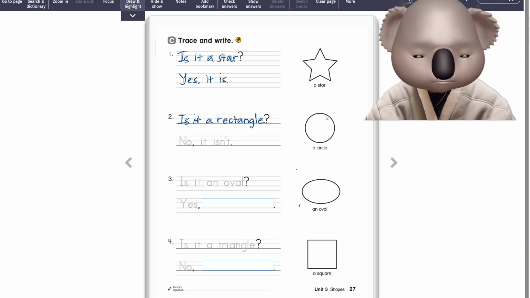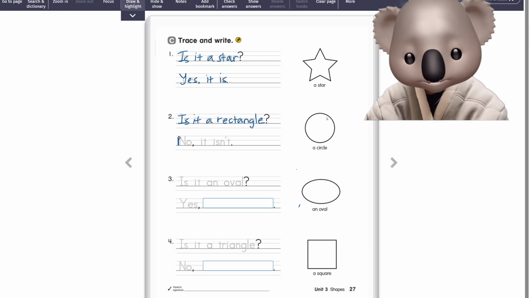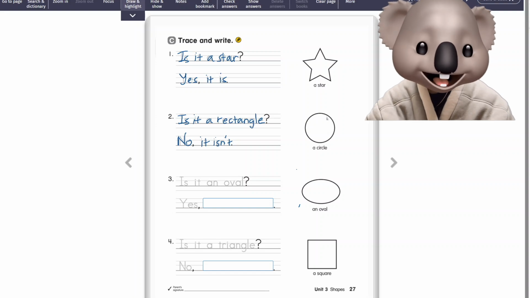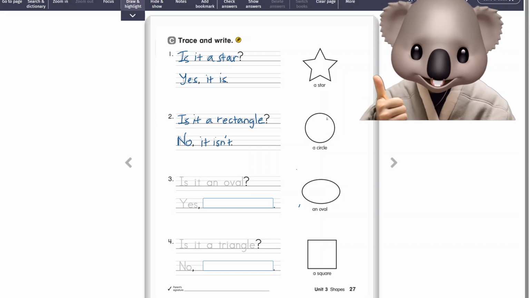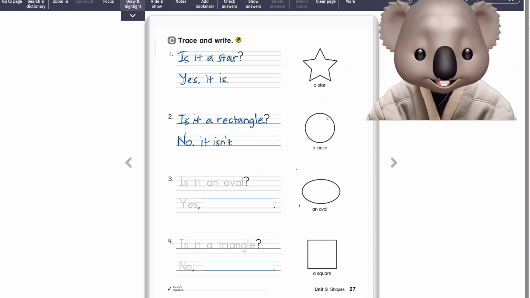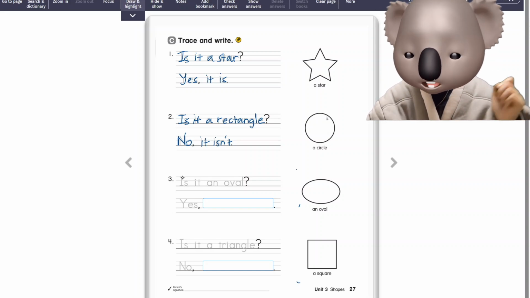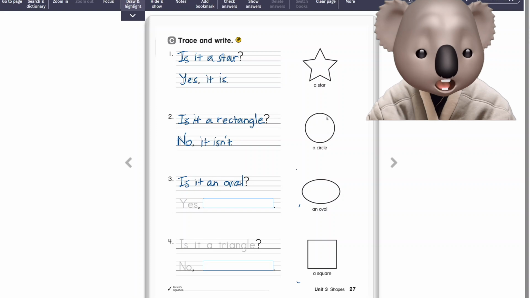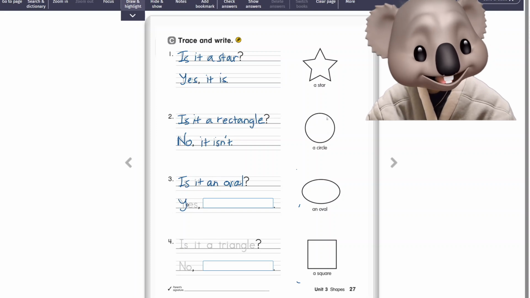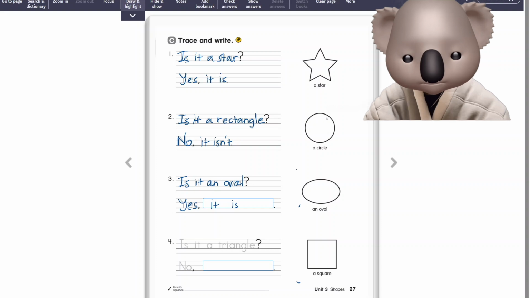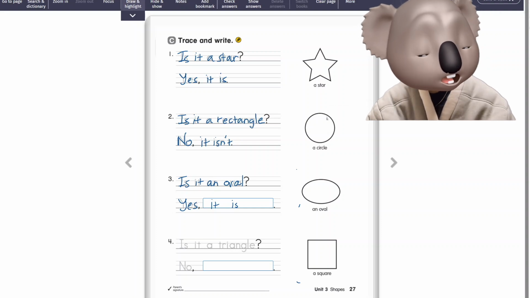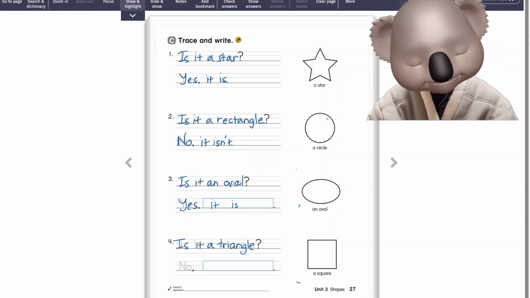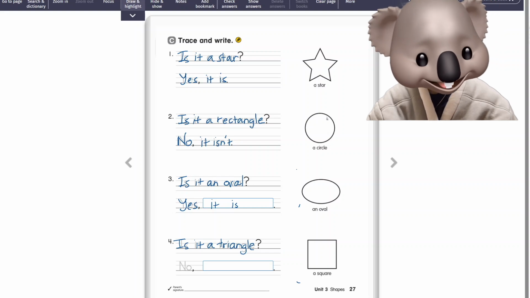rectangle인가요? No, it isn't. 그럼 뭐죠? Ah, it's a circle. Great job. Number 3, is it an oval? 오블이 맞나요? Yes, it is. And last, is it a triangle? No, it isn't.